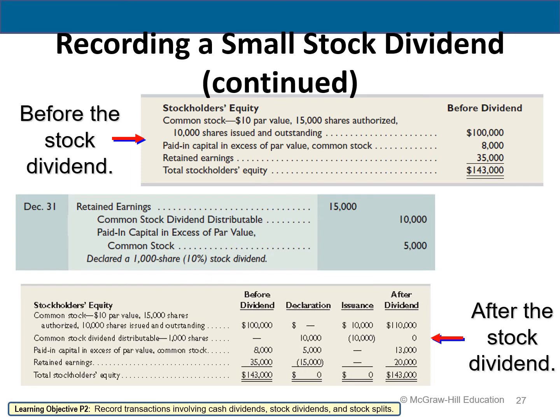So if you look down below after the stock dividend, we increased our common stock by $110,000. We increased our paid-in capital to $13,000, and we reduced our retained earnings to $20,000. But our total stockholder equity didn't change because you're just moving it.